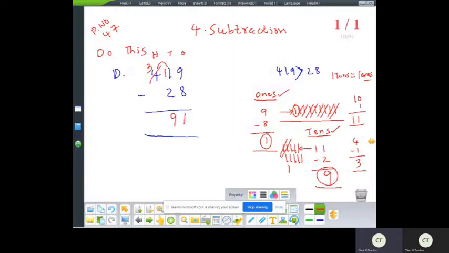Finally, subtracting on hundreds. Under hundreds, there is only one digit, that is 3. Write 3 directly. So 419 minus 28 is equal to 391. Here, under tens, we used borrowing, and the answer is 391. This is the answer for D.